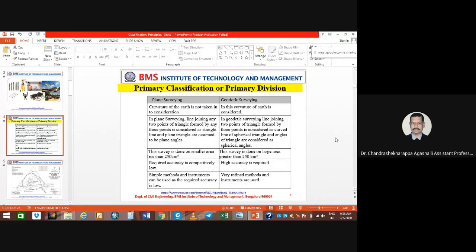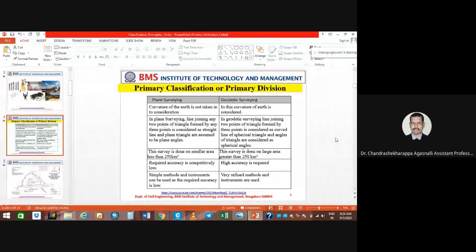Next, in plane surveying, generally the line joining any 2 points of a triangle formed by any 3 points should be considered as a straight line. Two points joining is one line. If you join the 3 points, that's called a triangle. That's a very simple one. As a straight line, the plane triangle is assumed to have plane angles.